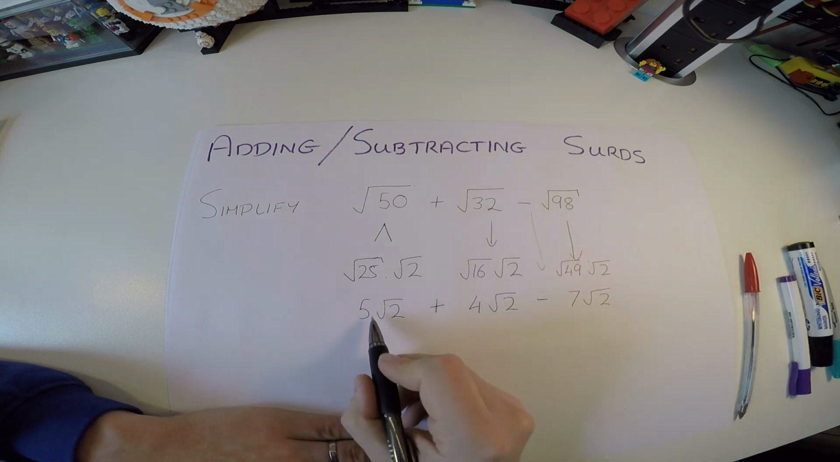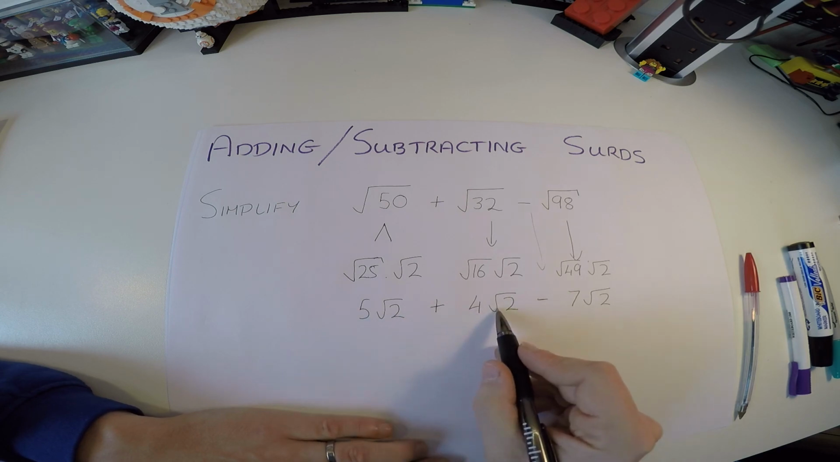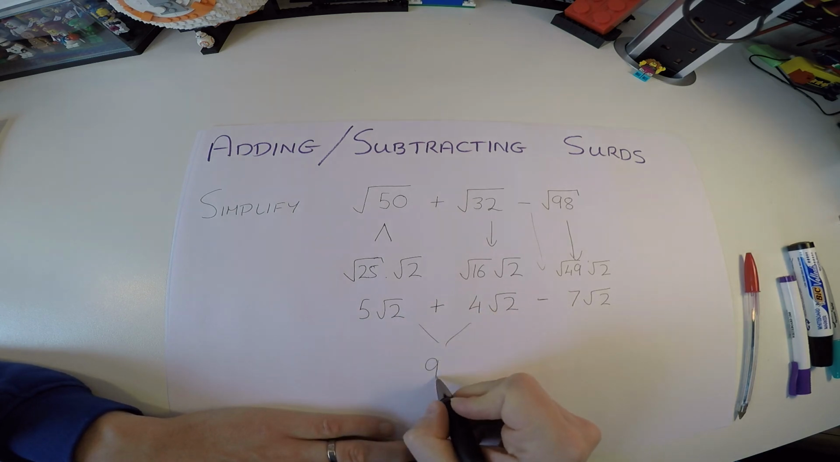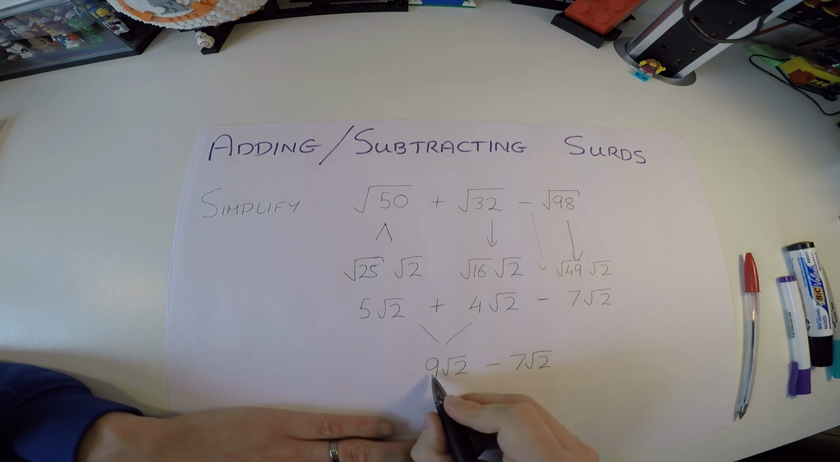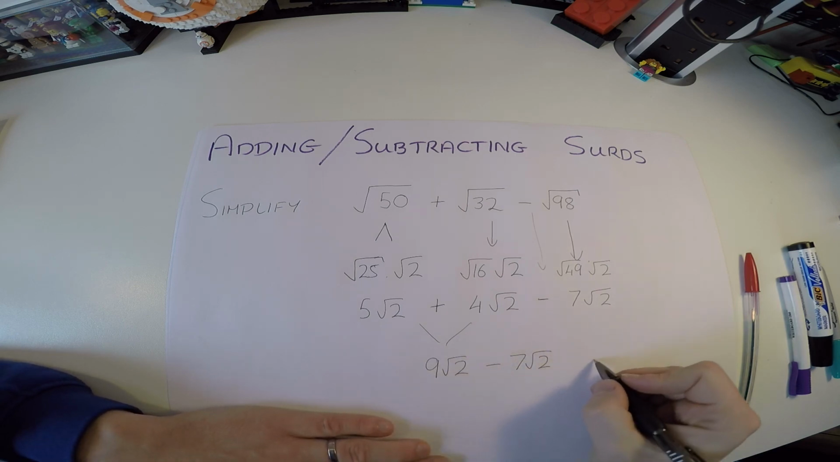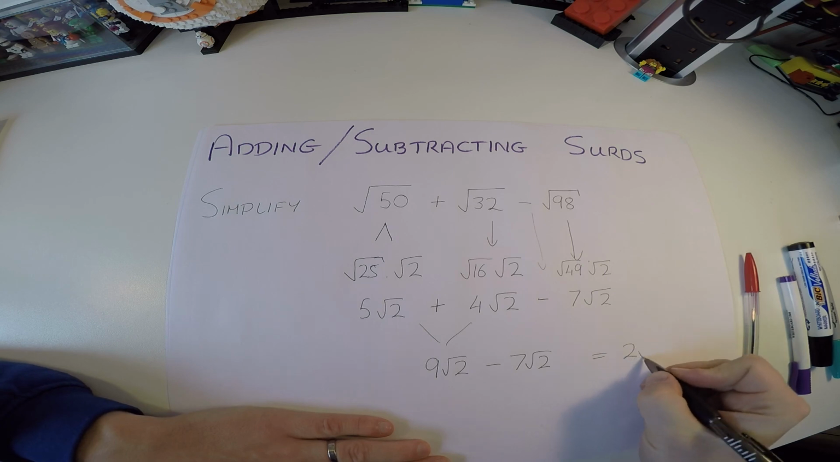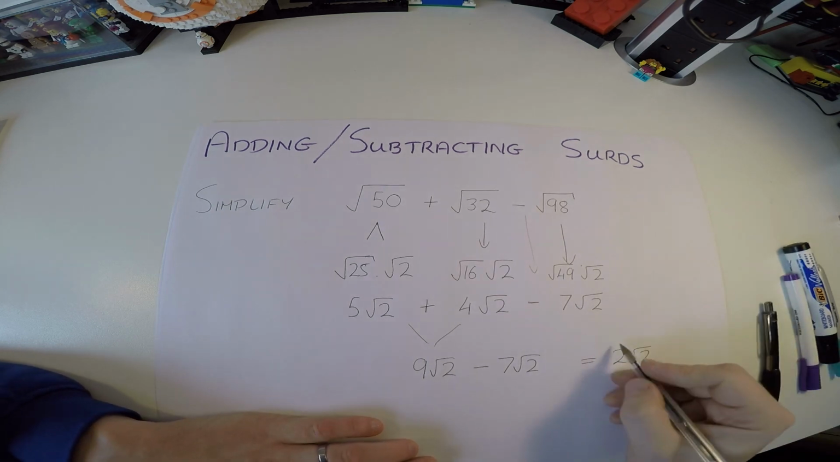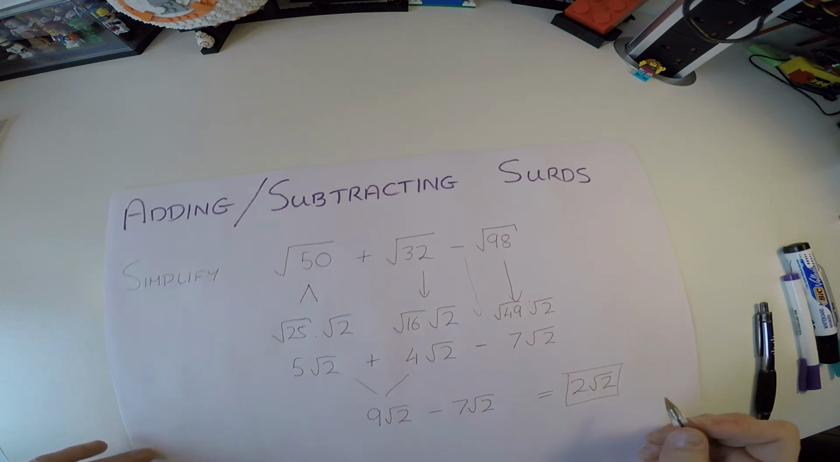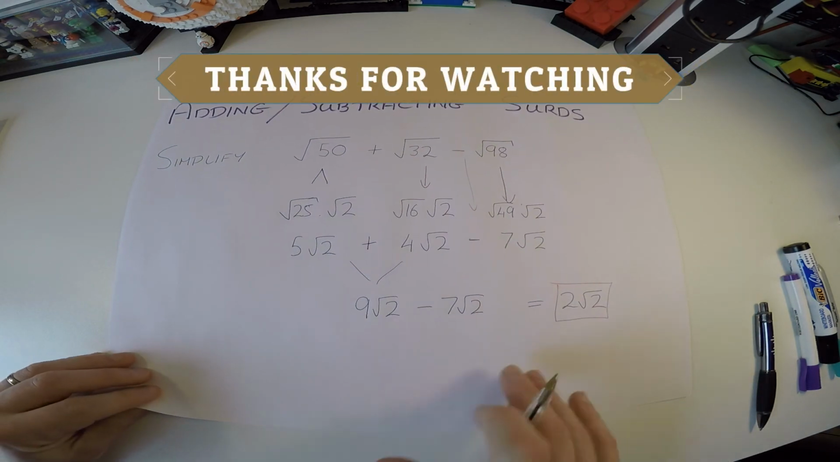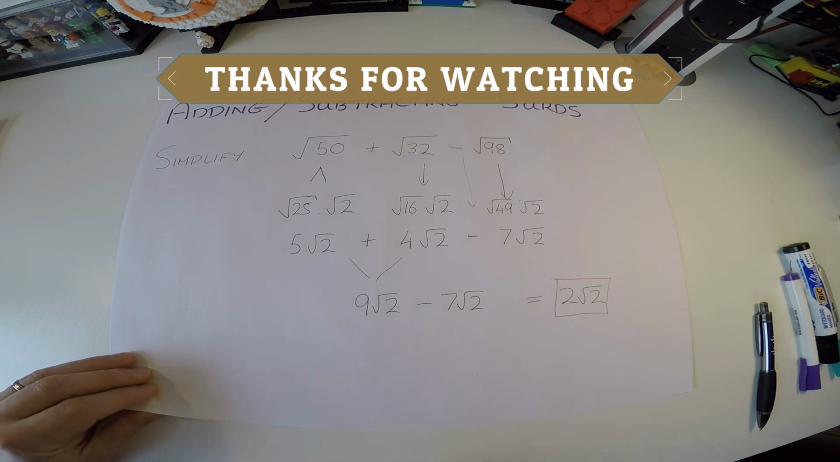Now, I have 5 root 2's and I have 4 root 2's. That means here I have a total of 9 root 2's minus 7 root 2 here. 9 root 2's, and I take away 7 of those root 2's. That's just equal to, I only have 2 root 2's left. So hopefully that's a typical example of what you may be trying to solve at the minute, but I will do more difficult ones in the future. But at the moment, that's just a simple introduction to surds.